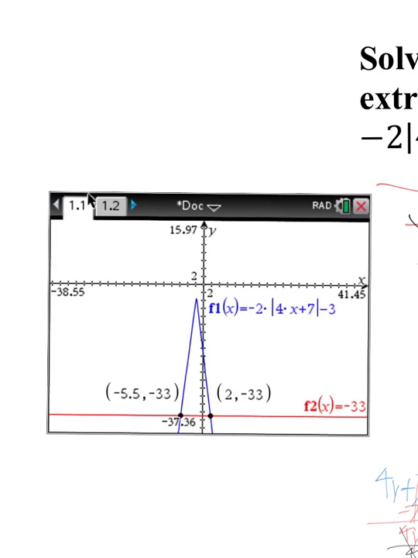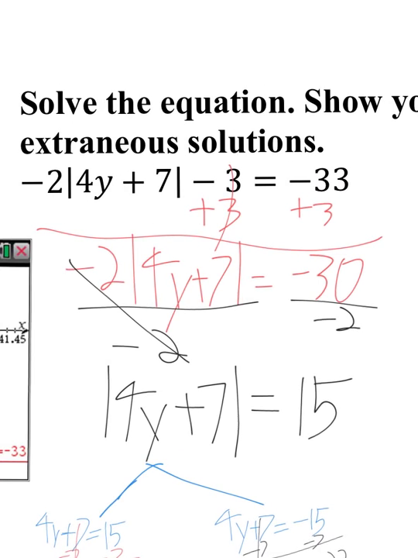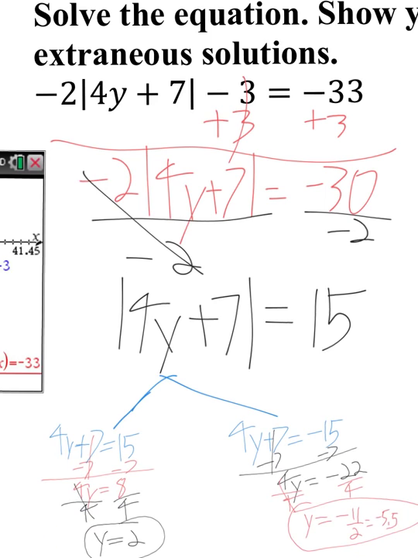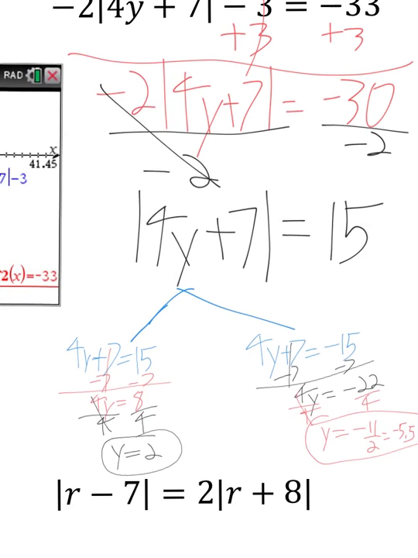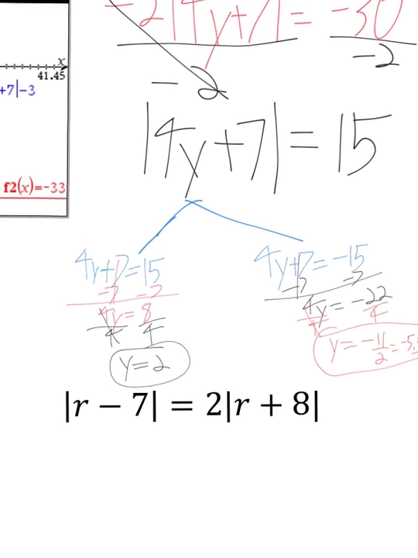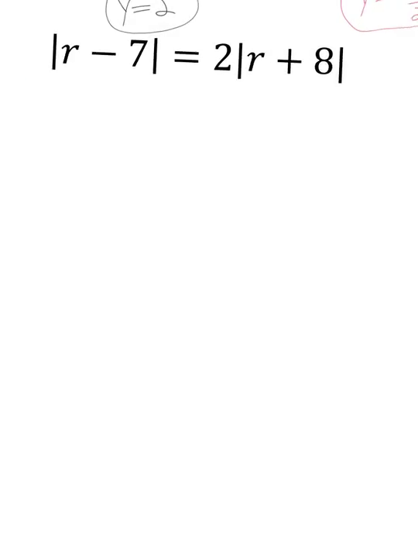Look for my TI-Nspire videos on a more detailed approach to that. But you see they intersect at 2 and negative 5.5 for the x values, and both times they do output negative 33 for the y. So we did do it correctly. There are no extraneous solutions. Let's take a look at the next one.